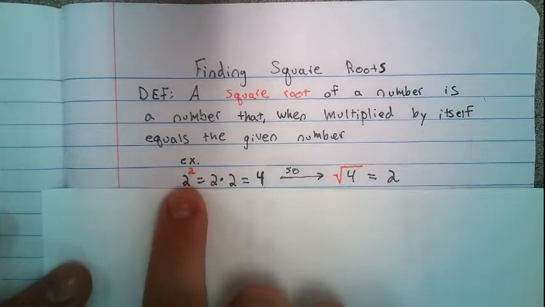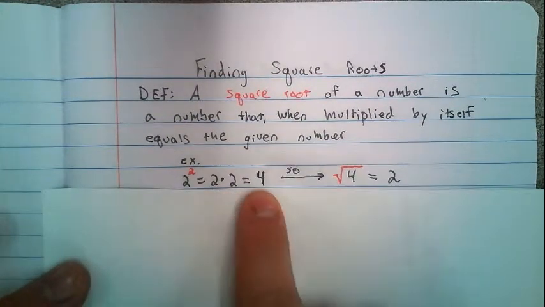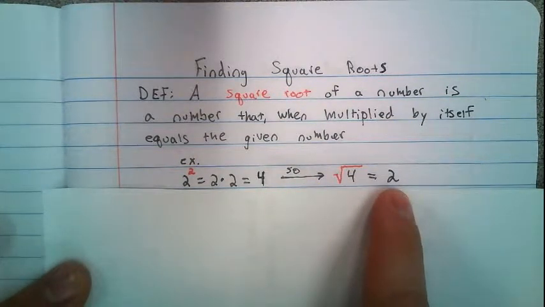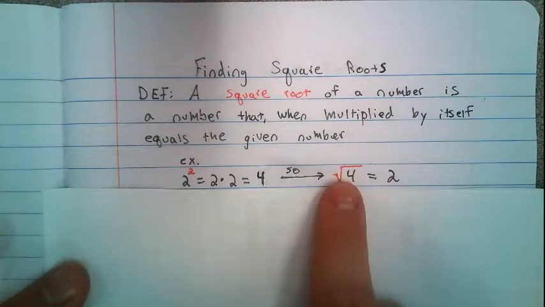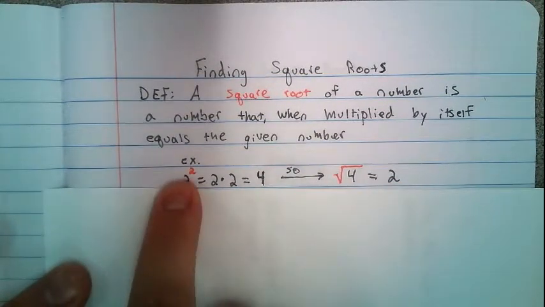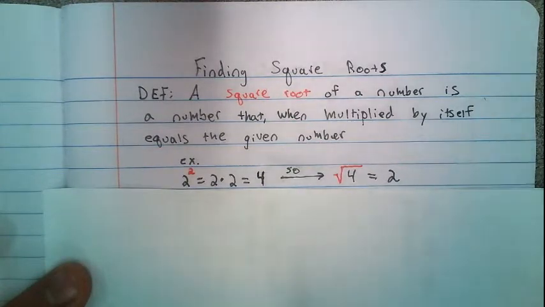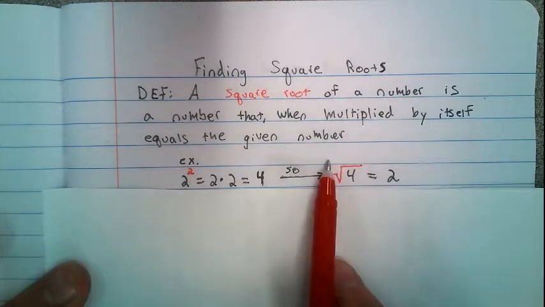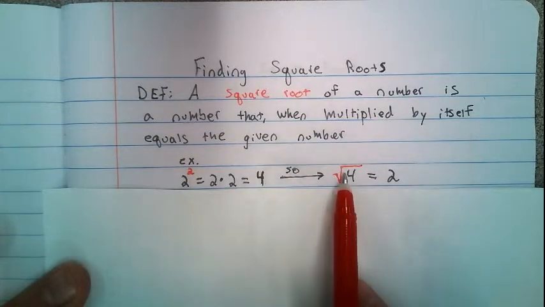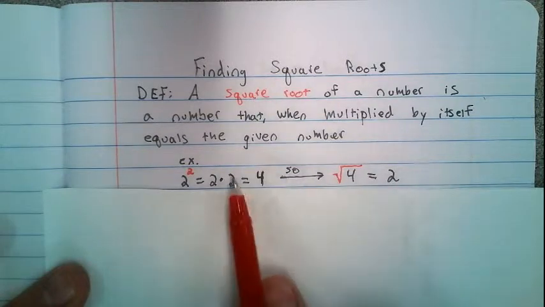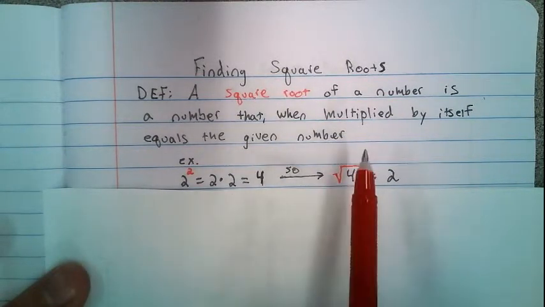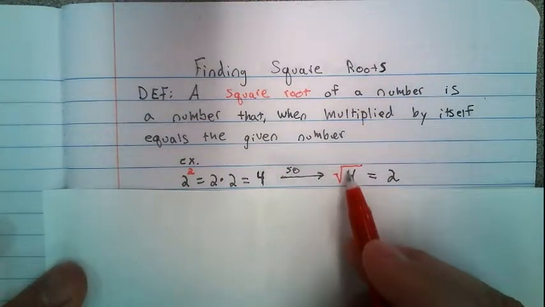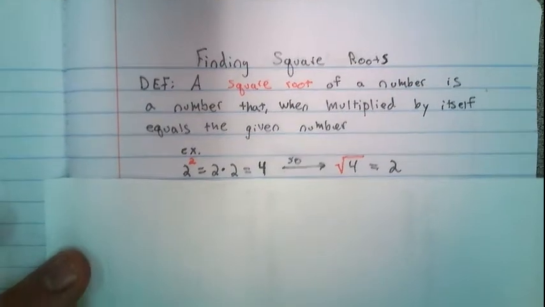2 squared, which is 2 times 2, equals 4. That means that the square root of 4 is 2, because 2 times 2 is 4, okay? Or 2 squared. So you notice that when you square something and you take the square root of something, those are opposites. So when you're asked to find the square root of something, what they're asking is what number times itself gives you what you're looking for.